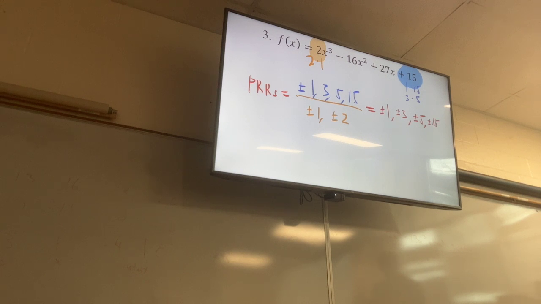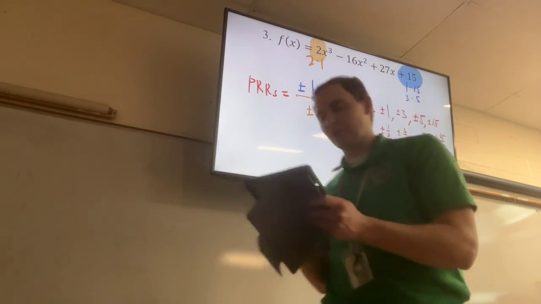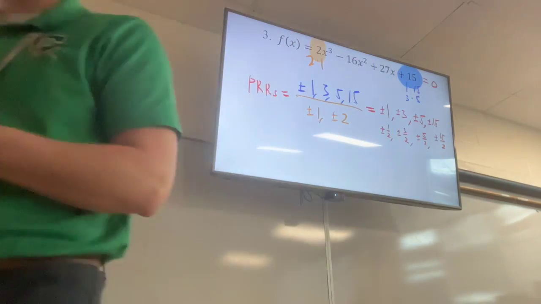And then I've got to divide everything by that 2 as well. So I'm also going to have plus or minus 1 divided by plus or minus 2 gives me plus or minus 1/2. Plus or minus 3 over plus or minus 2 gives me plus or minus 3/2. Plus or minus 5 over plus or minus 2 gives me plus or minus 5/2. And then plus or minus 15 over plus or minus 2 gives me plus or minus 15/2. Okay? So those are my 16 different possible rational solutions to this polynomial, okay?